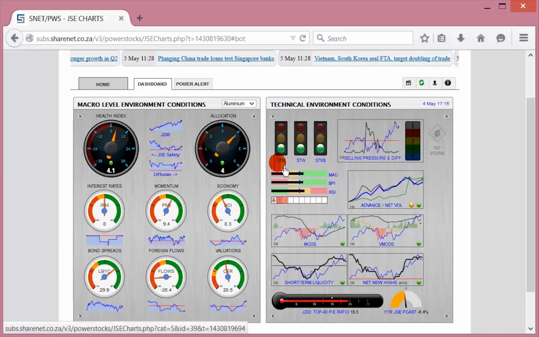One is called STM, Seasonal Timing Model Monthly. That's showing us we are now currently long because it's a green light showing. If it's in orange, it means we're in cash, and if it's red, it means we are short the market. So currently we are long.